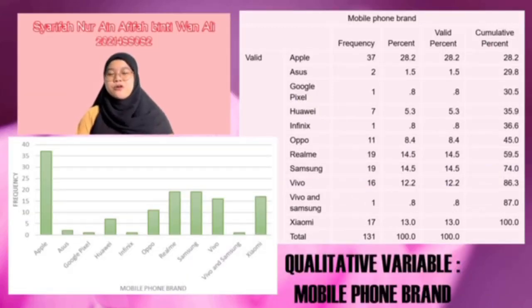Frequency distribution of mobile phone brands owned by the students is shown in the bar chart in the table. Most of the students own Apple brand that has the highest frequency, which is 37, while Google Pixel and Infinix brand have the same frequency, which is 1. Realme and Samsung brand also have the same frequency, which is 19. However, there is a student who owns both Vivo and Samsung brand, which accounted for 1.